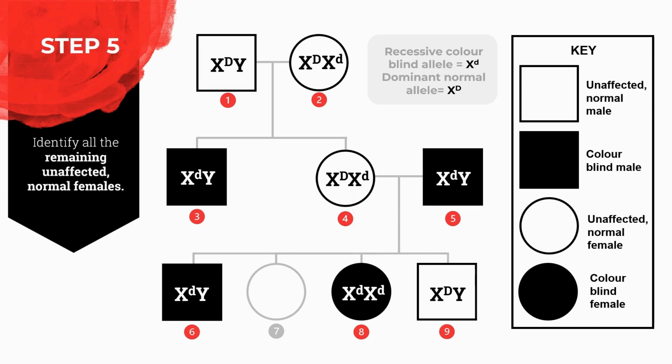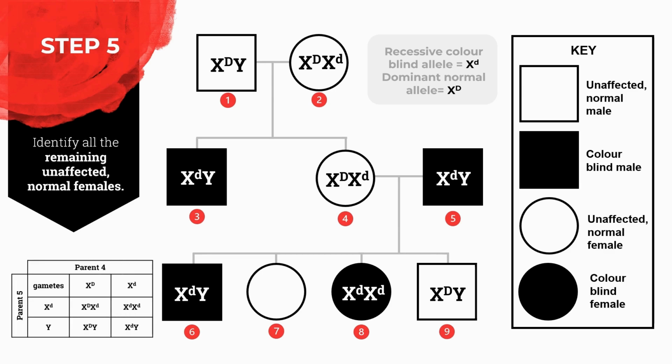The last step is to identify all the remaining unaffected normal females, and this includes only female number 7. Do this by drawing Punnett squares to determine all the possible genotypes that could result from the parents. Here we can see the possible genotypes of the offspring for parents number 4 and 5. As their daughter, number 7, is phenotypically unaffected and normal, the only possible genotype that could cause this phenotype is XᴰXᵈ. So female 7 must be heterozygous and a genetic carrier for colorblindness. She inherited her dominant allele from her unaffected mother and the recessive allele from her colorblind father.